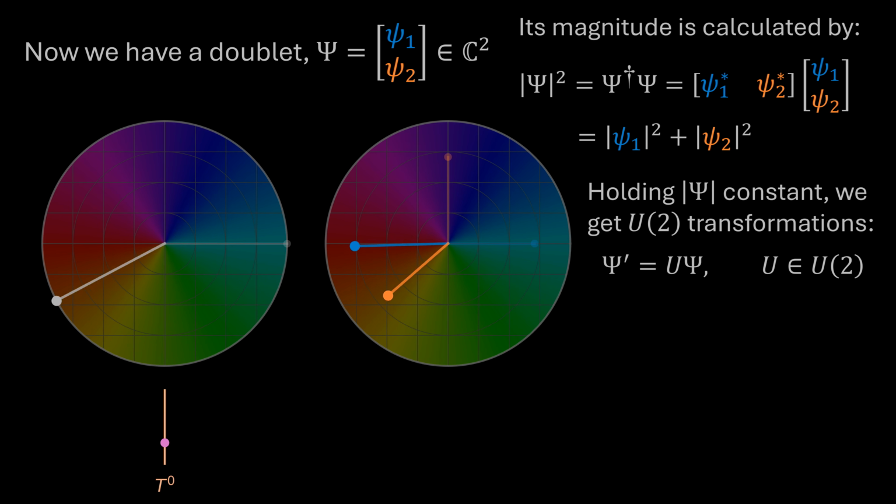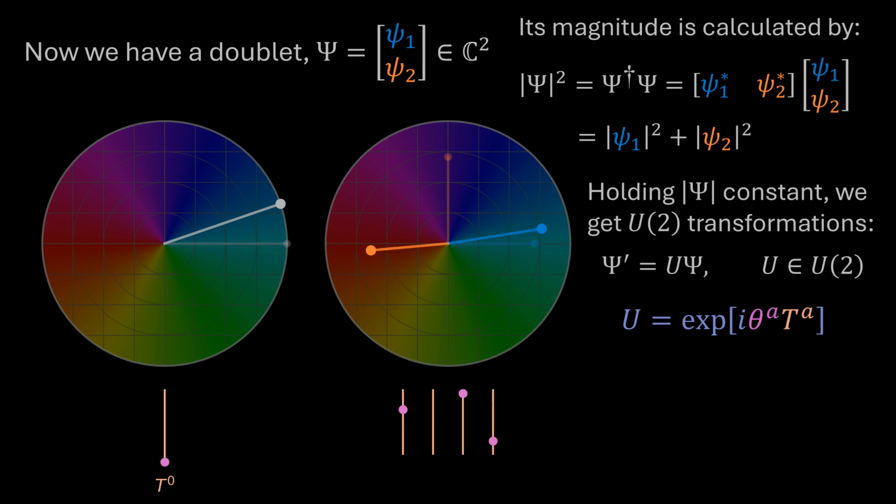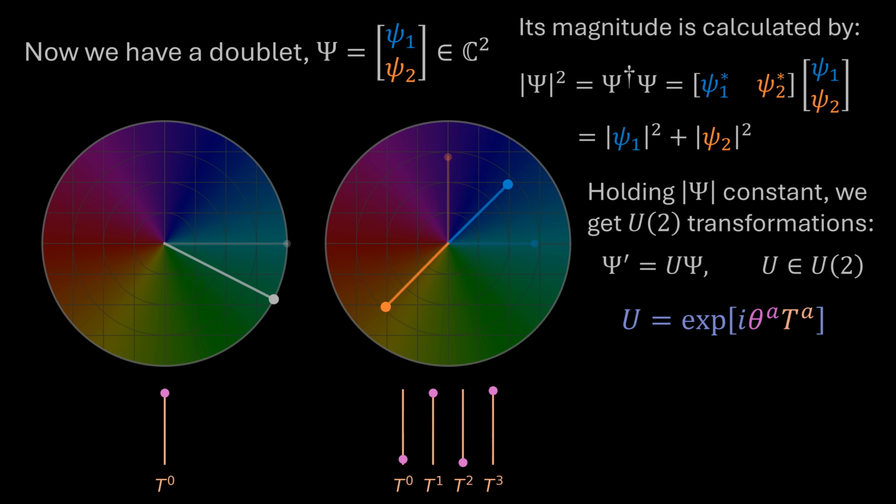But for now, all we have to know is that we can write U as e to the i theta a t a, where a is an index that runs from 0, 1, 2, 3, and we're summing over a. So theta a t a equals theta 0 t0 plus theta 1 t1 plus theta 2 t2 plus theta 3 t3. Now all of these theta values are real valued parameters. They're sort of like the phase angle of a U1 transformation. And then the t terms, these are the generators of U2.